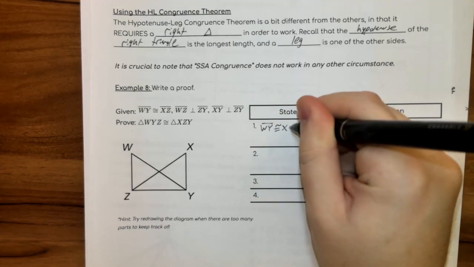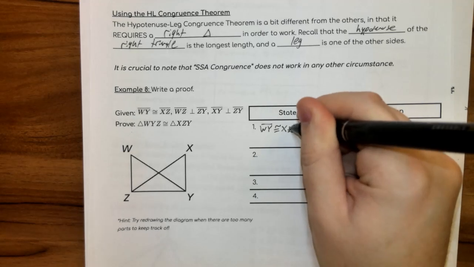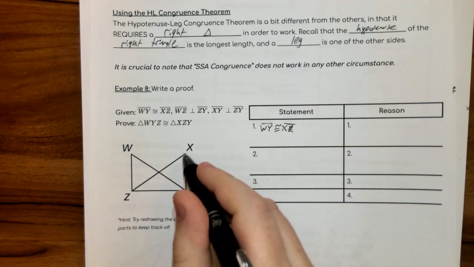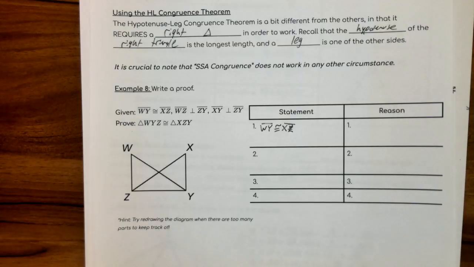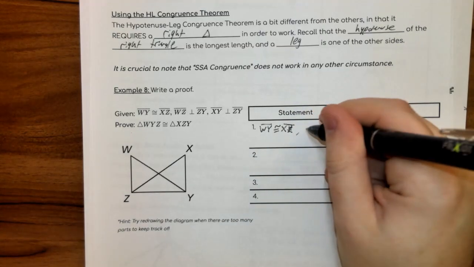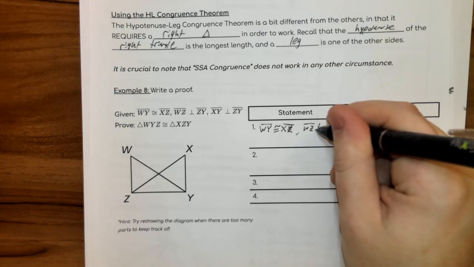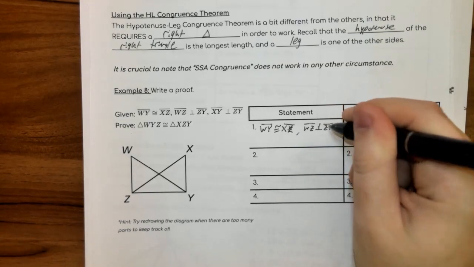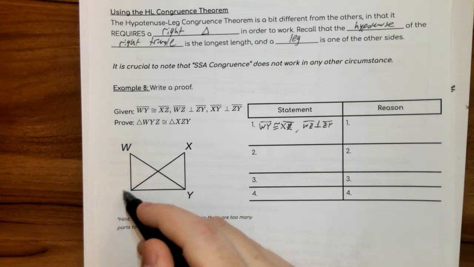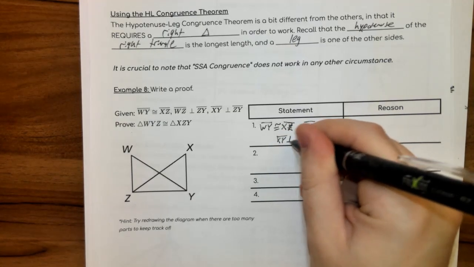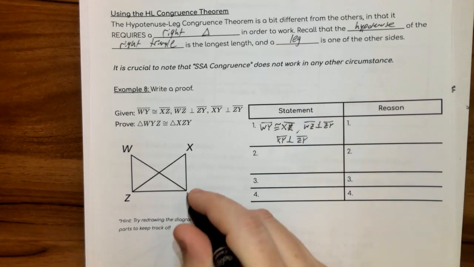We're told that WY is the same as XZ. WY is this long diagonal here, and XZ is this long diagonal here. We're also told a couple of perpendicular segments. So WZ is perpendicular to ZY. That's this part right here. And XY is perpendicular to ZY, which is this part right here.